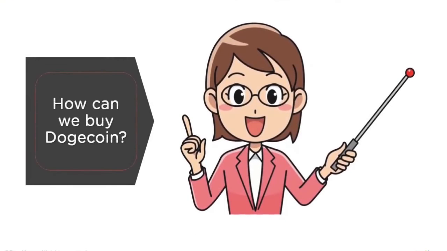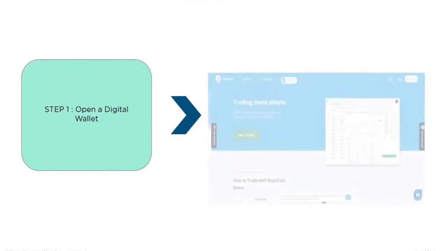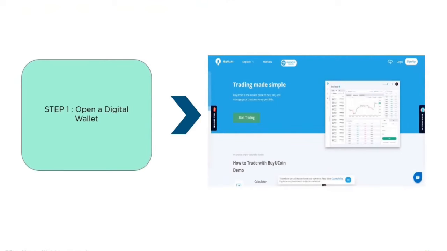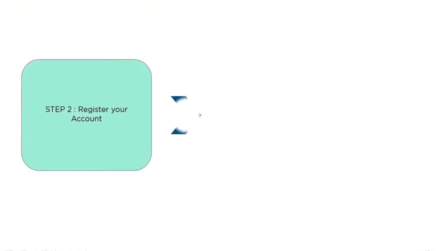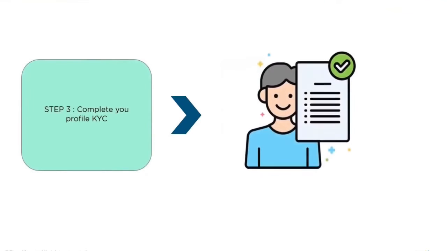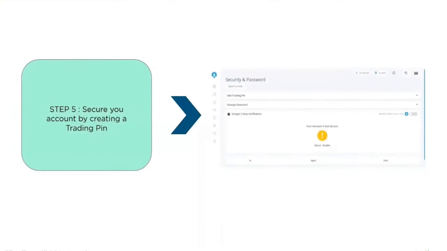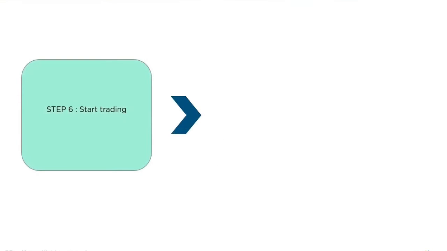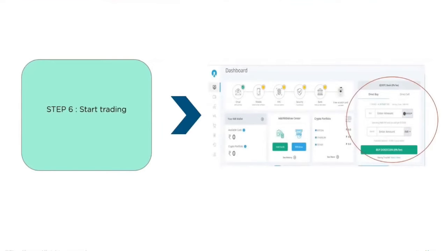How can we buy Dogecoin? So to buy Dogecoin, we will have to follow a few steps. Step 1. Open a digital wallet. Buy Your Coin is considered a perfect application for trading cryptocurrencies. Step 2. Register your account. Step 3. Complete your profile KYC by providing your identity and address proof like Aadhaar card. Step 4. Add your bank account details. Step 5. Secure your account by creating a convenient trading PIN that is only accessible by you. And step 6. There you go. Now you can start trading.